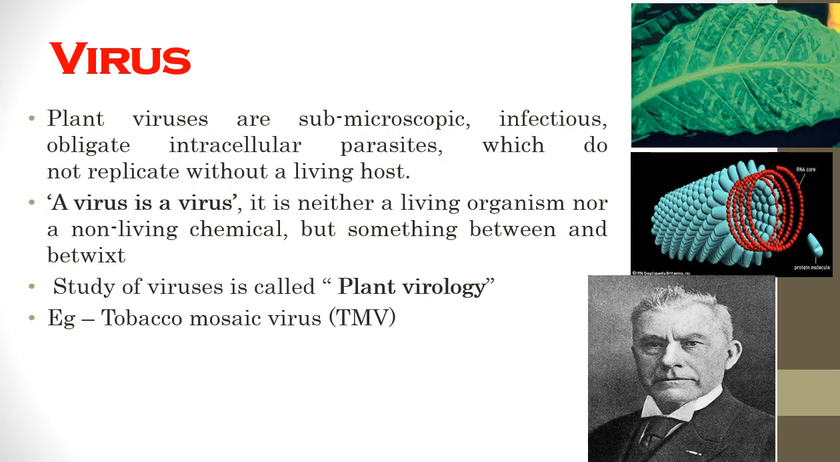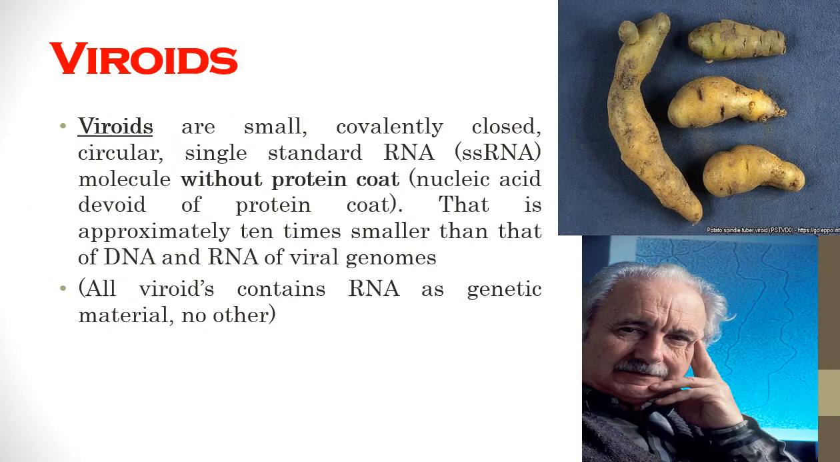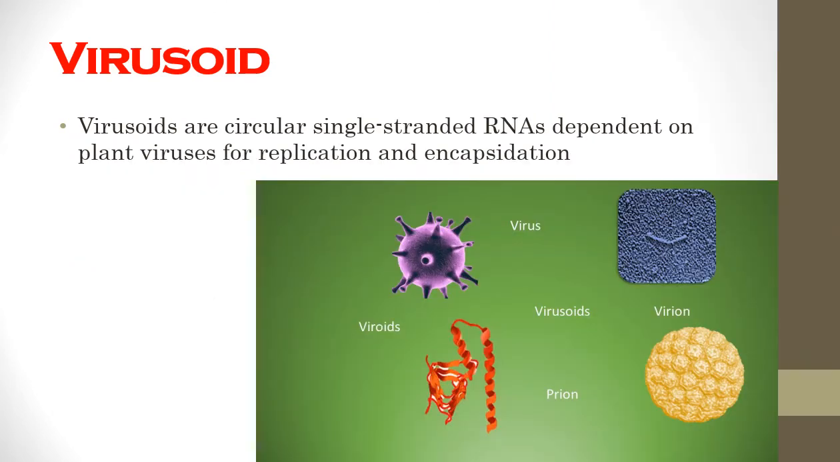A virus contains either RNA or DNA, but not both. Any one type of genetic material is present in the virus. But viroids only contain RNA as a genetic material. Coming to the viroids, viroids are circular single-stranded RNA-dependent plant pathogens. For replication and encapsulation, we can see the different types of tiny structures in the diagrammatic representation. Viroids, prions, virusoids, virion, virus, different types of structures are already there.